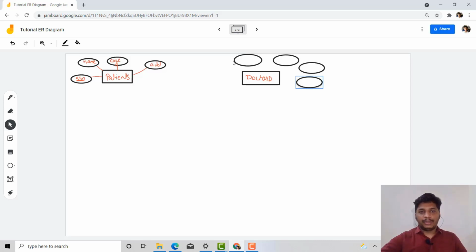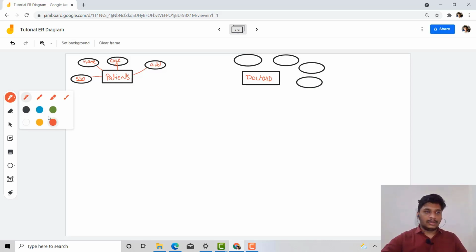Now doctors having attribute SSN, name, specialty and years of experience, right? And here SSN is a key, so we have to underline that, and we need to link this attribute to the entity.